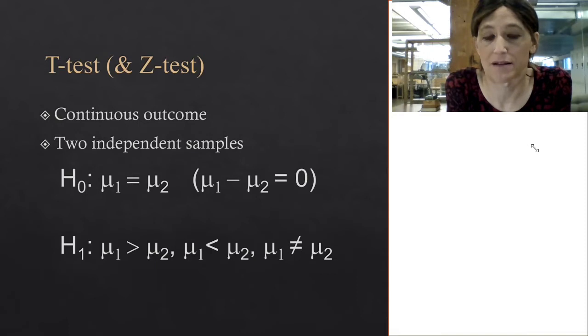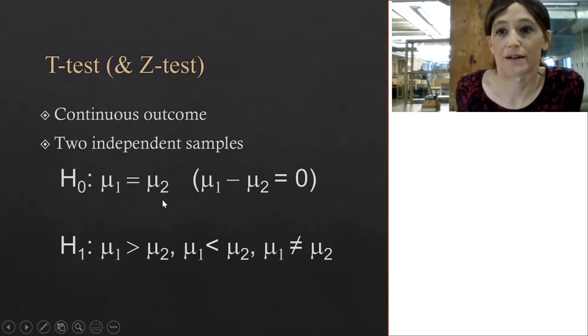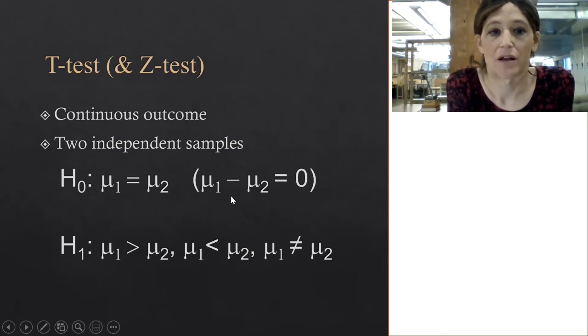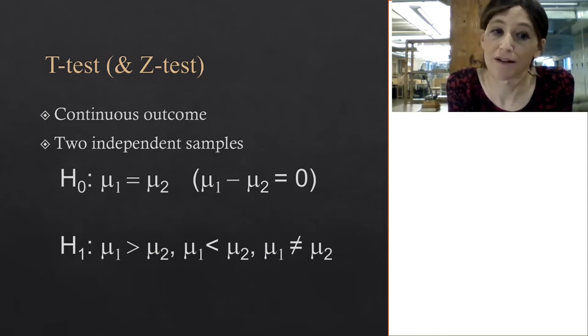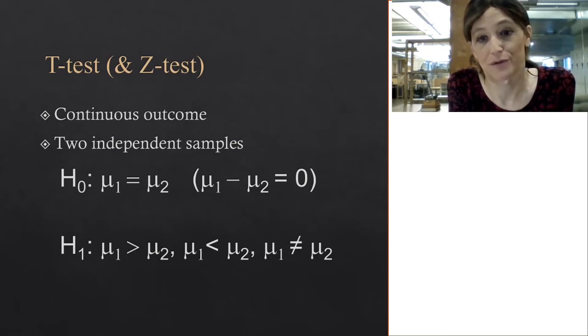So the null hypothesis is that the mean of one group, signified here, is equal to the mean of the second group. Another way of saying that is that subtracting one mean from the other is going to be 0. Those two are basically saying exactly the same thing. The alternative hypothesis is that either group 1 has a higher mean than group 2, or group 1 is less than group 2, but overall that group 1 is not the same as group 2.